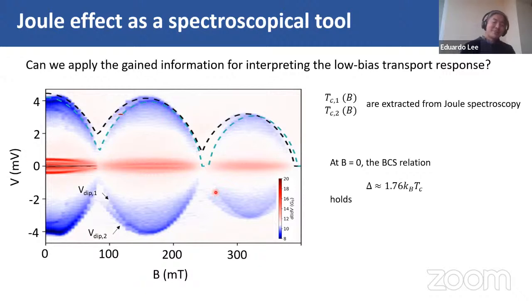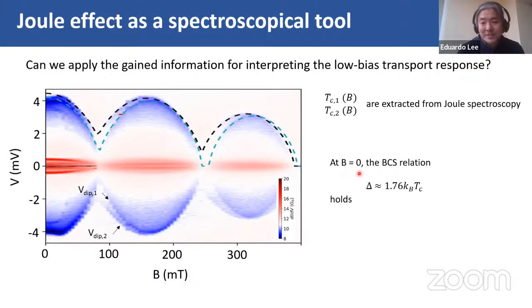The last question we had about this kind of characterization was whether the gain information that we get from the Joule spectroscopy can be used to understand better what one measures in the low bias transfer response. So over here, I just highlight that the information that we can extract from Joule spectroscopy from this type of measurement on the left are the dependencies of the critical temperatures of each lead as a function of the magnetic field. So again, our motivation in this last part of the analysis was to see if this information, TC as a function of B, can be used to understand a bit better the low bias transfer response.